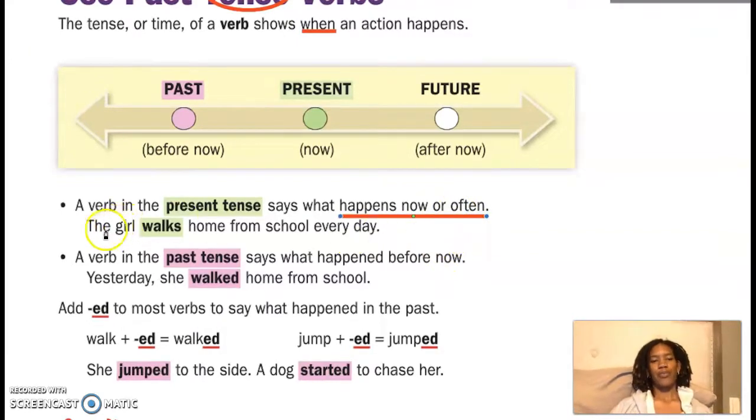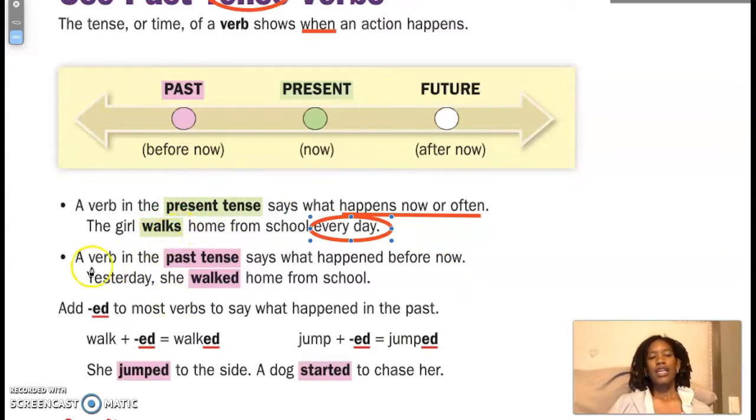So let's look at our example. It says the girl walks home from school every day. Now, walks is our verb and it is in the present tense, right? Yeah, it's in the present tense. Now, another way that you know that this is present tense is by looking here. Every day. Every day is a now or often statement, okay? Now, if I say she walked home from school yesterday, then this would be a past tense verb. But since this says every day, this is still a present tense verb.